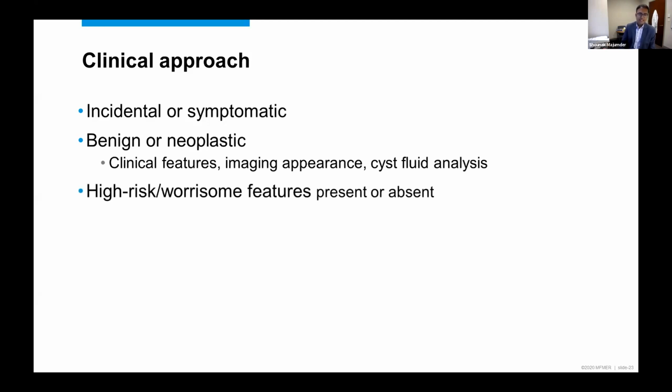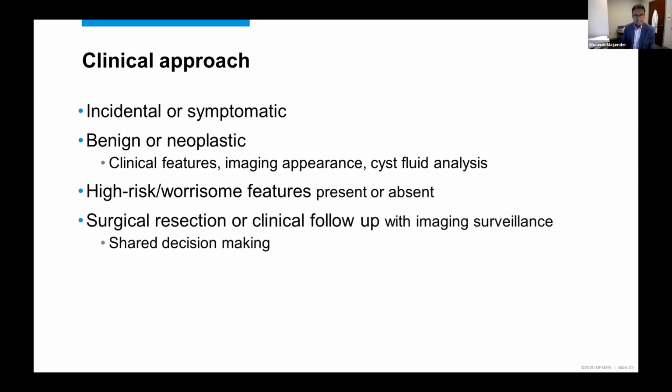The next question is, if it is a presumed IPMN, are there any high risk or worrisome features that are present? Whether we do surgical resection or clinical follow-up with imaging surveillance is the question that comes next. And that's informed by whether the high risk or worrisome features are present or not. As I mentioned previously, none of these guidelines are 100% perfect. So it's very important to engage your patient in a shared decision-making model when making that decision.